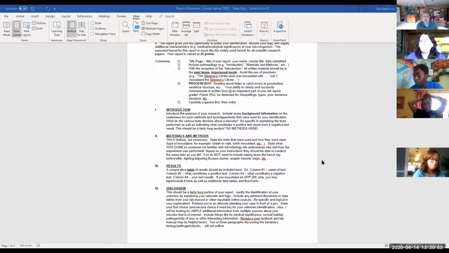The materials and methods should probably be a shorter section, because you're just describing what you did in terms of using a broth, using a plate, adding a reagent, etc.